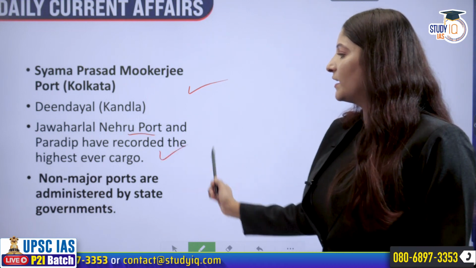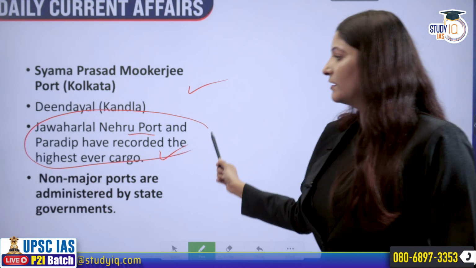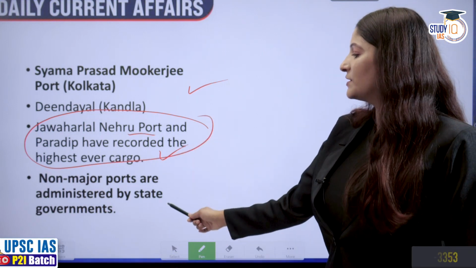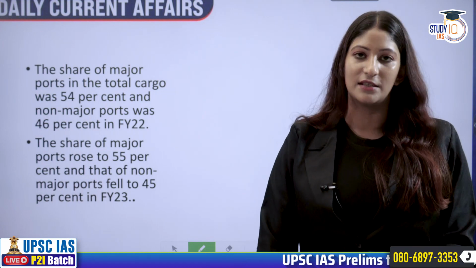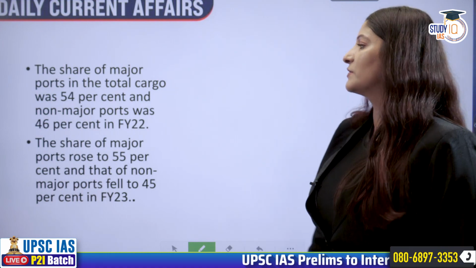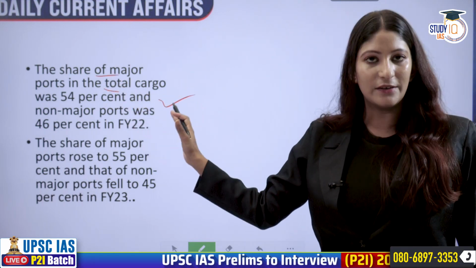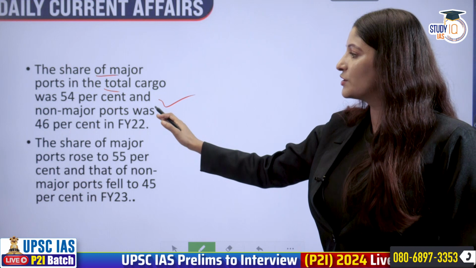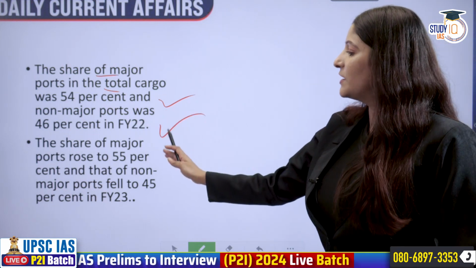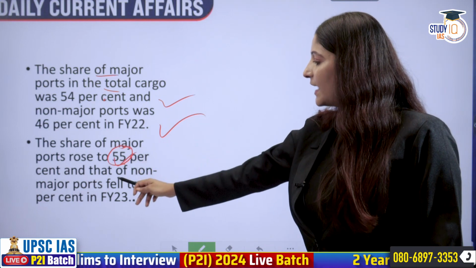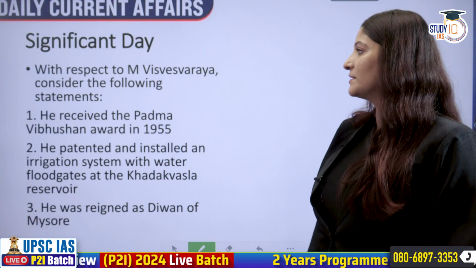Jawaharlal Nehru Port and Paradweep have recorded the highest ever cargo, and this is a prelims fact. Remember it. Non-major ports are administered by the state government. Sometimes the state government can also hand them over to private entities. However, the administration remains with the state government. The share of major ports in the total cargo was 54% and non-major ports 46% in fiscal year 2022. The share of major ports rose to 55% and that of non-major ports fell to 45%, and that is why the third statement is incorrect.